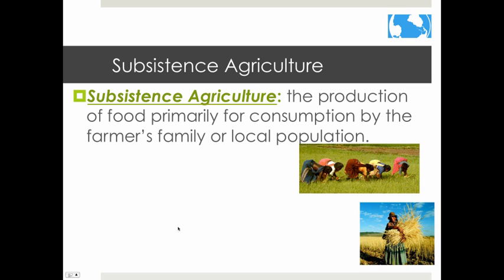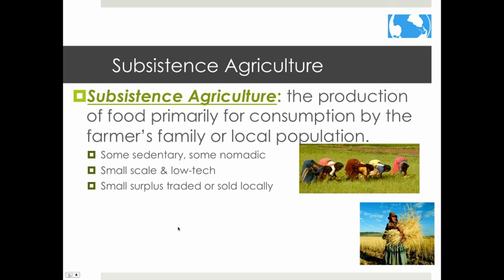We also have subsistence and commercial agriculture, and this is really important. Subsistence agriculture is the production of food for people. It's for eating locally. There is some subsistence farming that's nomadic, people moving from place to place, some sedentary subsistence agriculture. Subsistence agriculture tends to be small scale and low tech, not using a lot of machines. If there is any kind of surplus, it's traded or sold locally. It doesn't go out of the very close proximity of where it is grown. It is most likely to be practiced in poorer countries or LDCs.